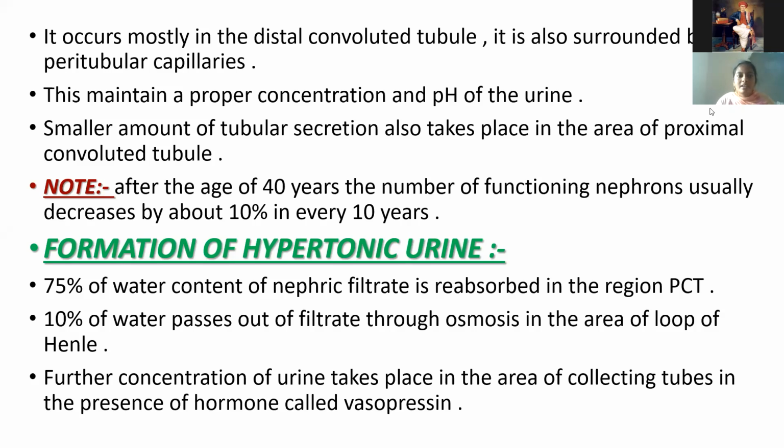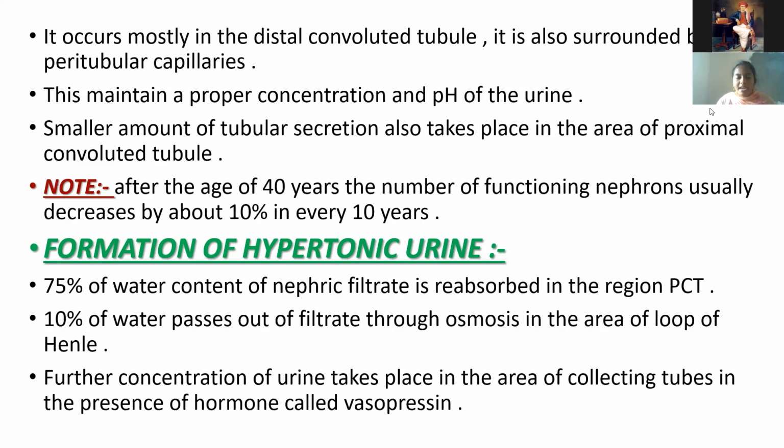Next, after the age of 40 years, the number of functioning nephrons usually decreases by 10% every 10 years. Next, the last one is the formation of hypertonic urine.